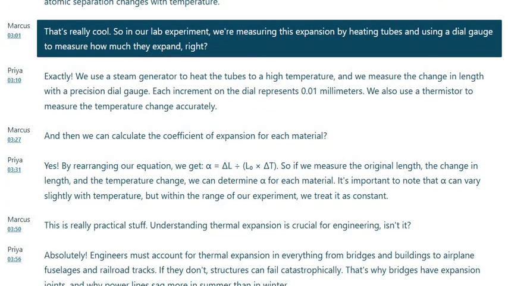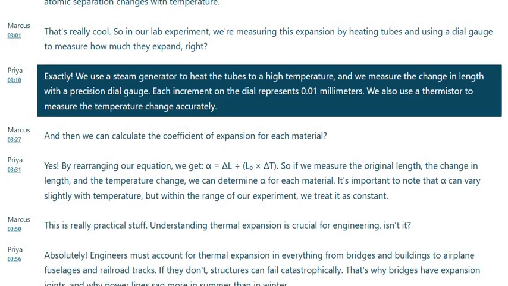So in our lab experiment, we're measuring this expansion by heating tubes and using a dial gauge to measure how much they expand, right? Exactly. We use a steam generator to heat the tubes to a high temperature, and we measure the change in length with a precision dial gauge. Each increment on the dial represents 0.01 millimeters. We also use a thermistor to measure the temperature change accurately.